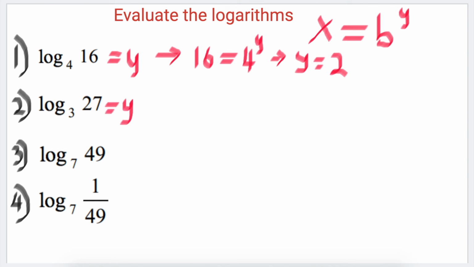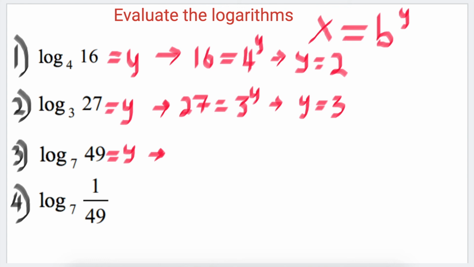The second math problem, we're going to set it equal to y and rewrite it in the exponential form. 27 is equal to 3 to the power of y. What is the exponent of 3 that gives us 27? y equals 3. 3 cubed equals 27. The third problem, we start off by setting it equal to y, and then we have 49 is equal to 7 raised to the power of y. What is the y value? Well, in this case, y is going to be equal to 2. 7 squared is equal to 49.